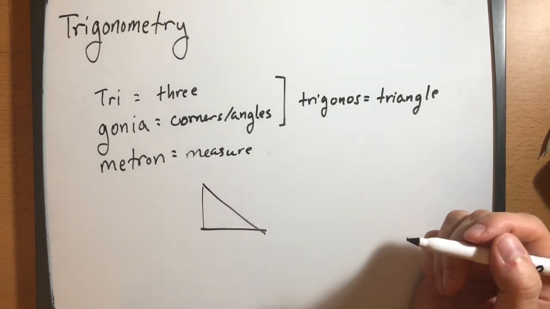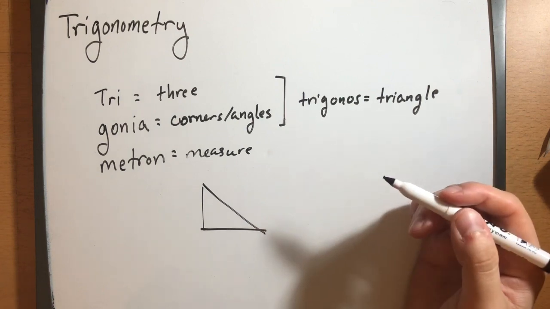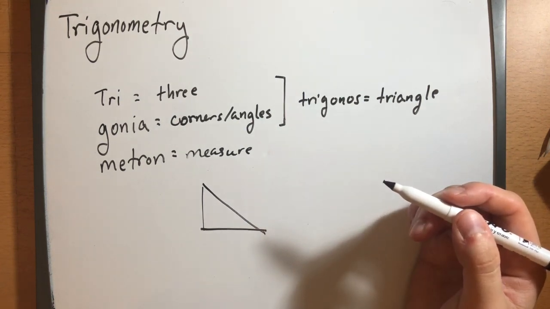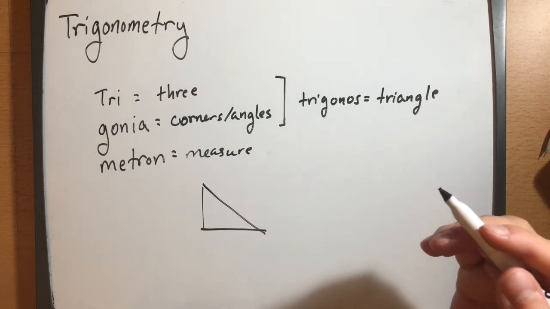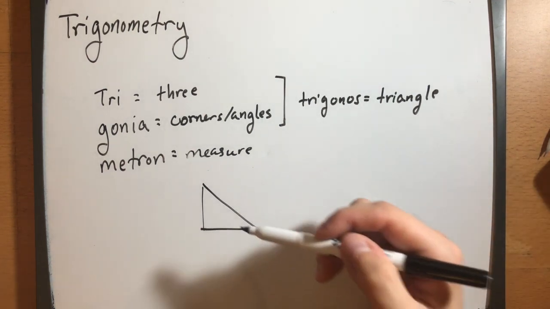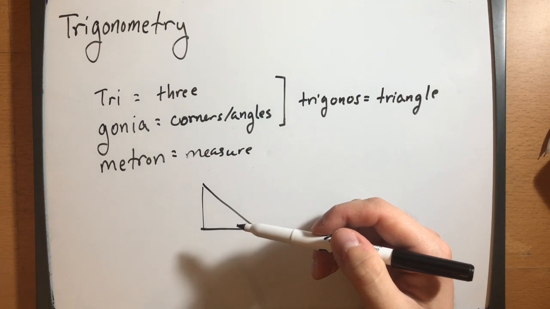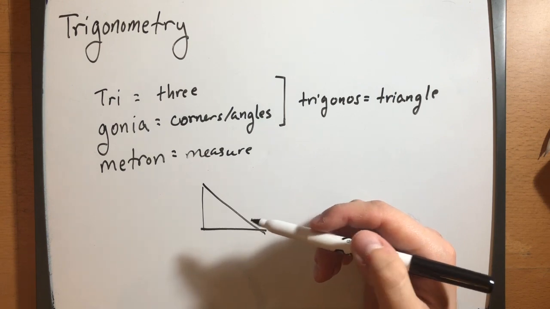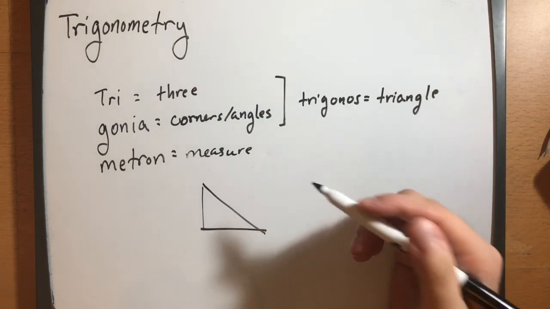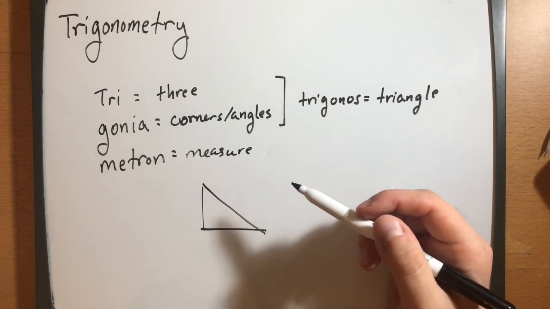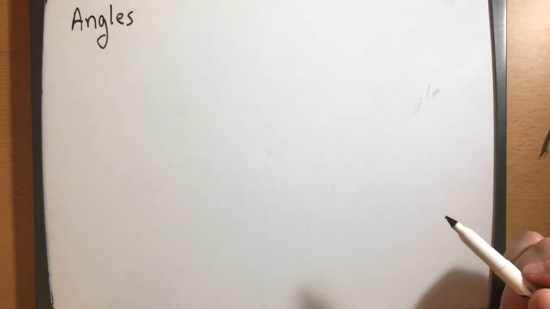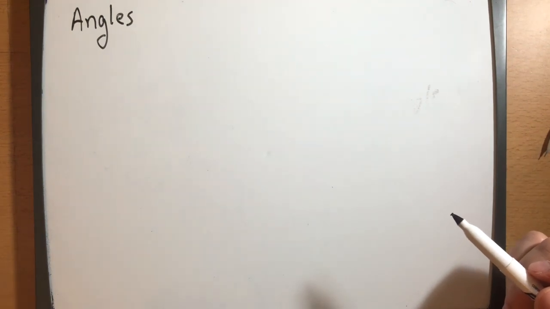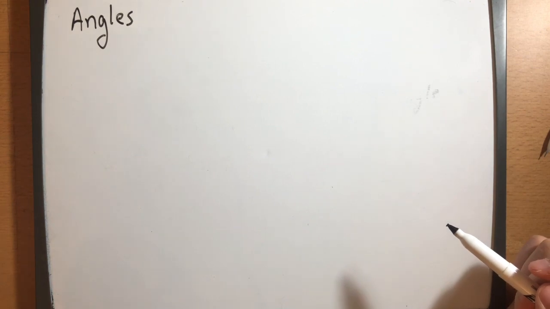Everything in trigonometry ends up referring back to a right triangle. Even when we deal with non-right triangles, there will be a way to relate them back to right triangles. So right triangles are really the essence of what trigonometry is all about, but we will get into that later. But first, in order to understand triangles, we need to understand what an angle is.